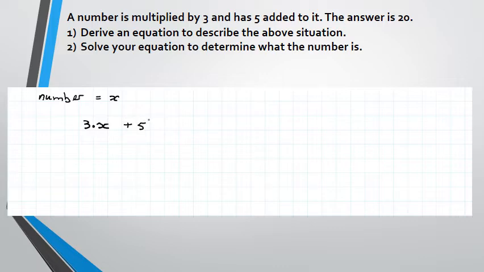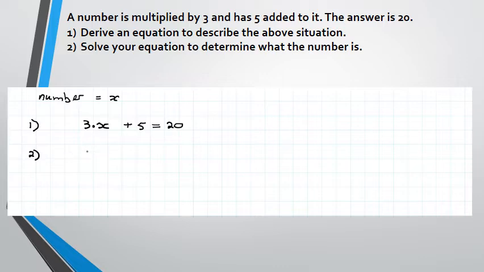Then I continue reading where they say the answer of all that together must be equal to a value of 20. So therefore, in question number 1, I have derived my formula which they have asked me to do. I have modeled the equation. Now in question number 2, solve your equation to determine what the number is.